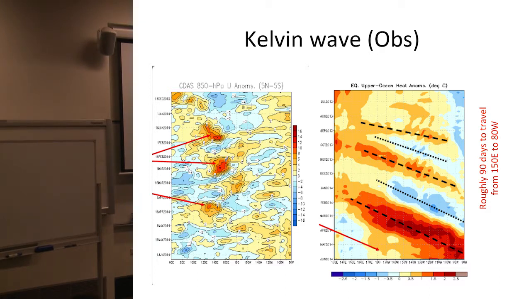The main thing I suppose I should point out is the propagation time for this one is roughly 90 days to get from 150 east to 80 west, which is consistent with wave speeds of about 2 meters per second. It's a bit slower than what we were expecting, or at the lower end of what we were expecting, whereas these ones are faster and very consistent. These two waves are about 2.5 to 2.8 meters per second.